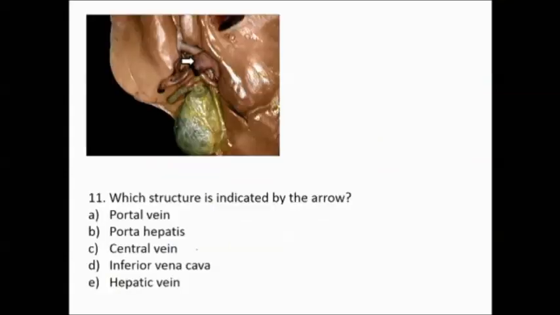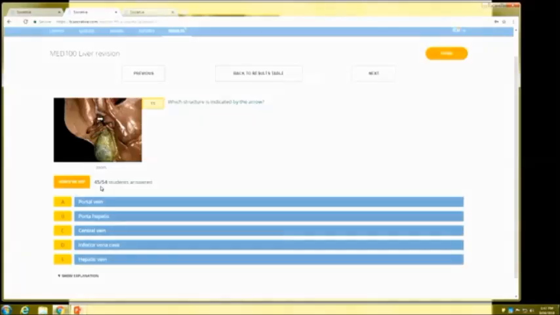Okay, so it's sometimes a little bit difficult to orientate yourselves on dissected specimens, but the gallbladder is a very nice landmark here. Which structure is indicated by the arrow? So the arrow is trying to indicate this structure. It's promoting a lot of discussion. Well, the majority opinion is right.